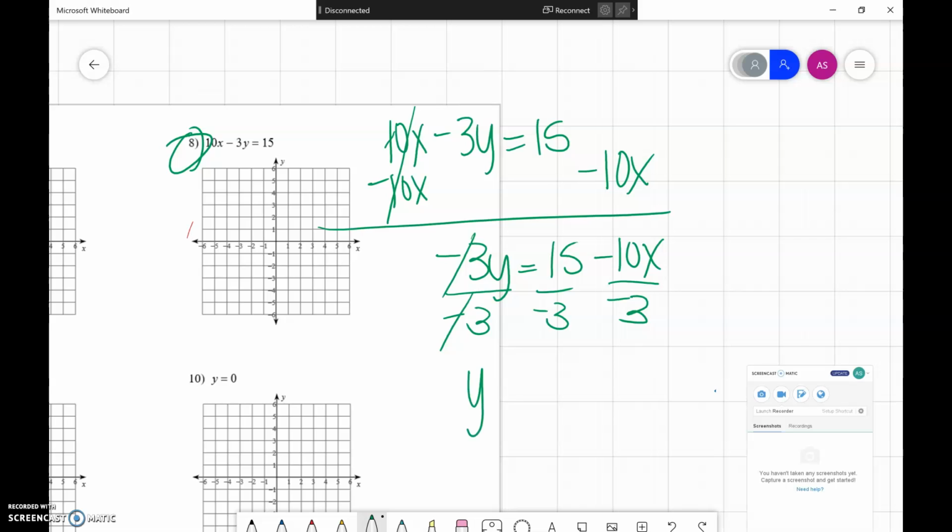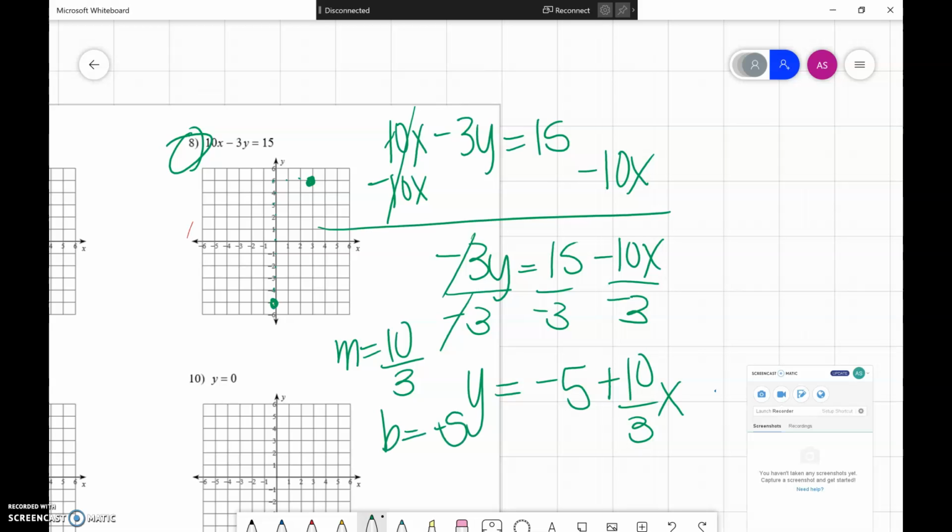So this cancels out here. I have y equals 15 divided by -3 will be -5. And then here I got -10x divided by -3. That's going to be positive 10 over 3x. So then I'm going to start at -5. And I'm going to count up 10. So 1, 2, 3, 4, 5, 6, 7, 8, 9, 10. And then over 1, 2, 3. And that's my graph, which I do want you to be putting your m equals and b equals on each equation, so I know that you know the slope and y-intercept. And then I connect my dots.